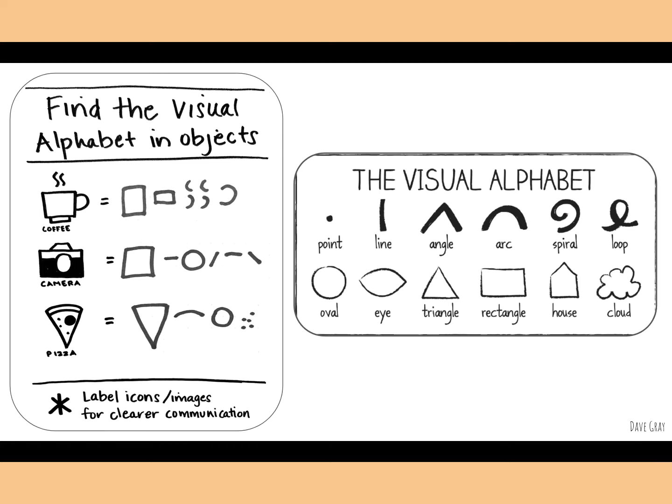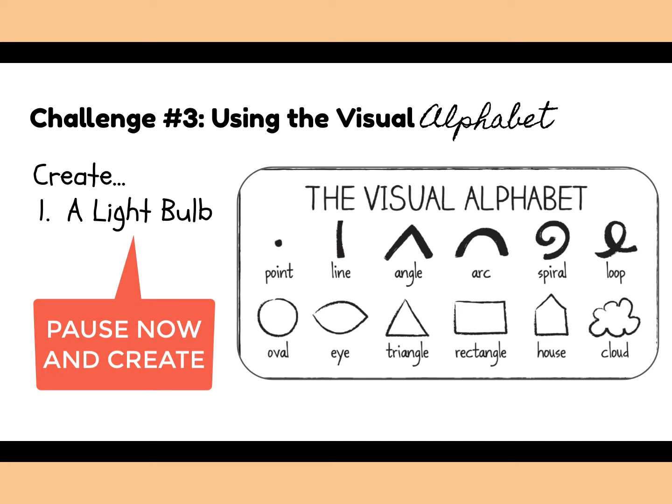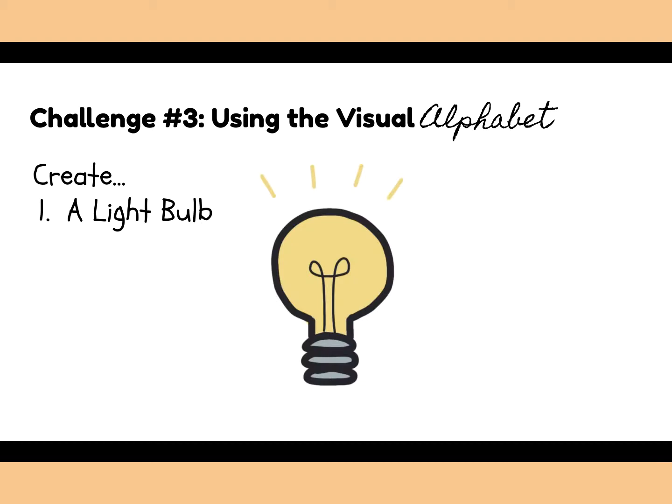So let's give it a try. I'm going to ask you to create some items using the visual alphabet. First thing I want you to create is a light bulb. Think about the shapes that you see and pause the video. So, did your light bulb look like this? Or perhaps it looked something like this. Light bulbs we often see in school are fluorescent after all.